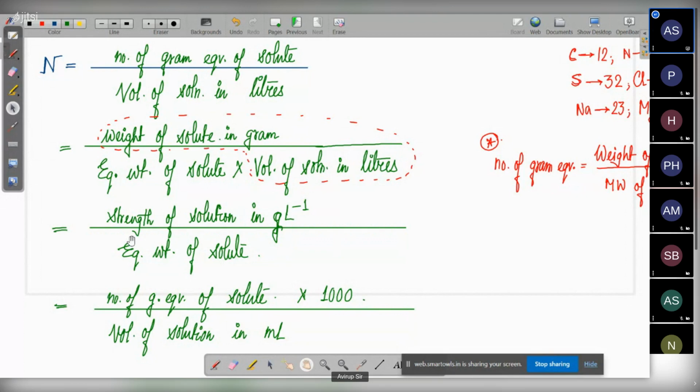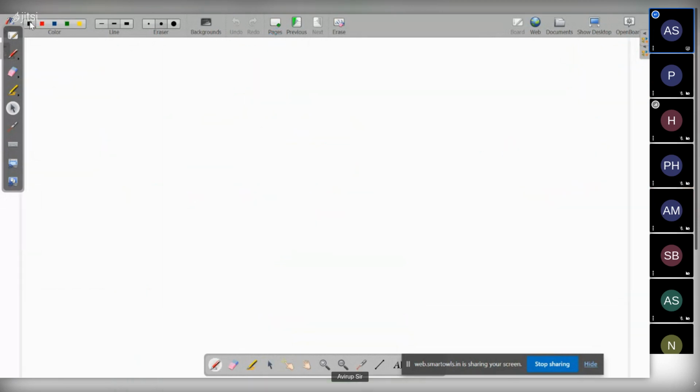Okay. So these are the formulas, pretty much similar to the molarity thing. Now let us understand what the equivalent weight is. What an equivalent weight is going to be. Equivalent weight of a solid, or equivalent weight or equivalent mass, whatever you say.